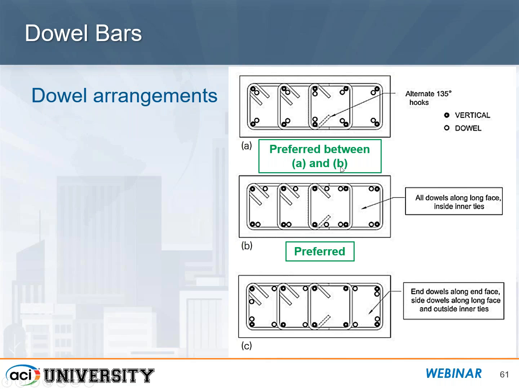A is preferred between A and B because you've got everything on the inside and things are going to go together very nicely in the field. But if you had something like this, for whatever reason you might need to, just make sure those dowel bars are on the hook side and not on the other side of the transverse reinforcement, and everything will go together very nicely.